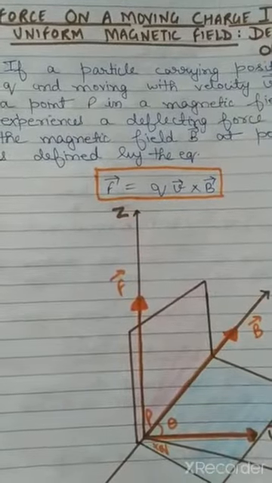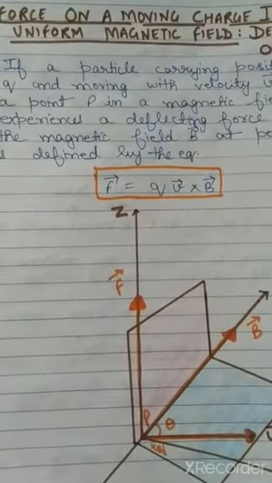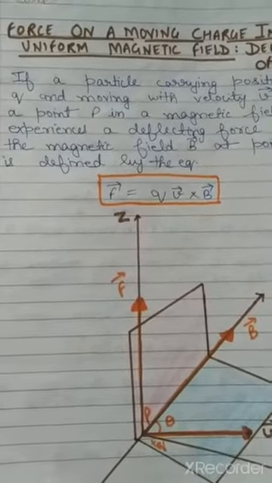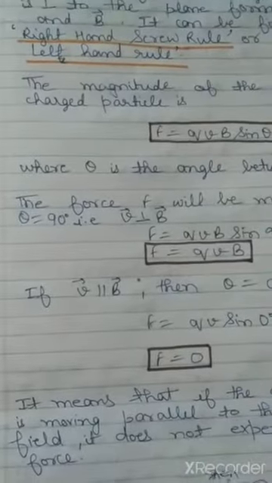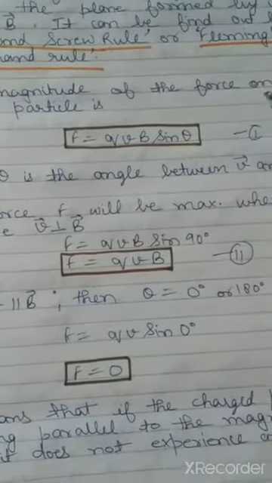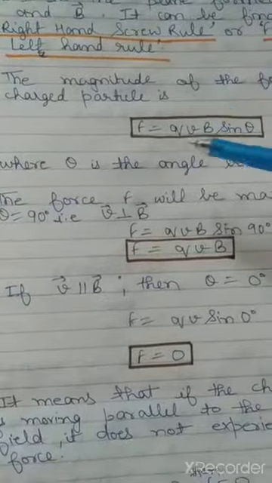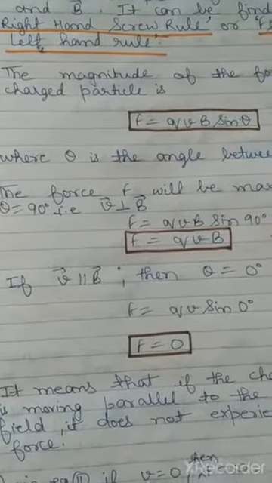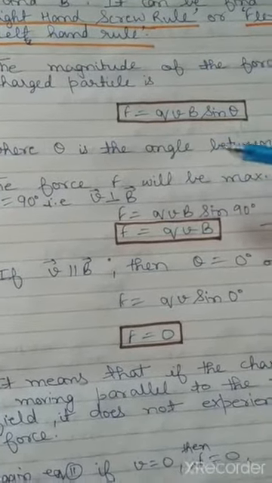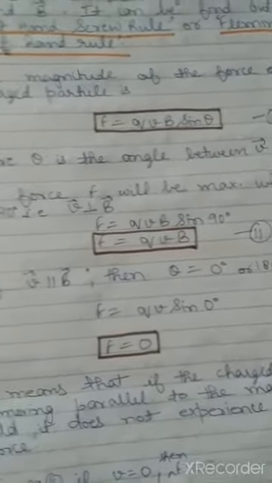Also we have the Fleming left hand rule. I will tell you further how to use this rule also. Now we have the magnitude of the force on this charged particle: F is equal to QVB sin theta, where theta is the angle between V and B.